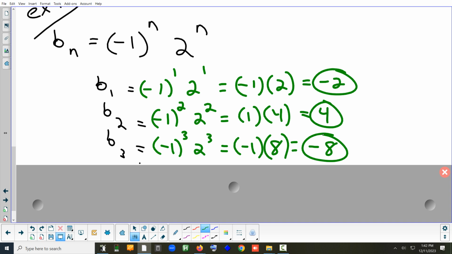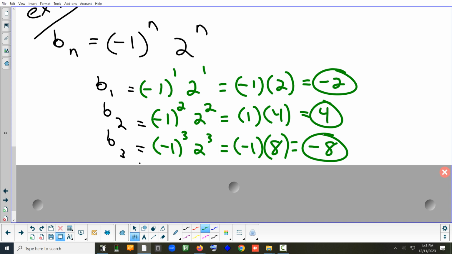It goes from a negative to a positive to a negative to a positive. Yeah, first of all, this -1 to a power is causing it to alternate. So every other term is going to be positive, negative, and it's doubling at the same time. So the next one would be 16, and then 32. And then negative 32, 64, negative 128.